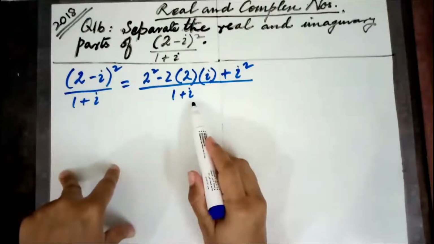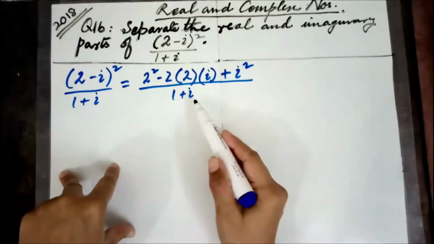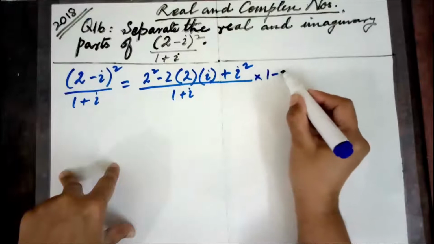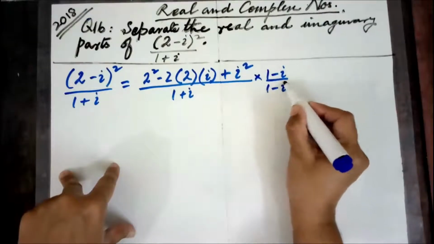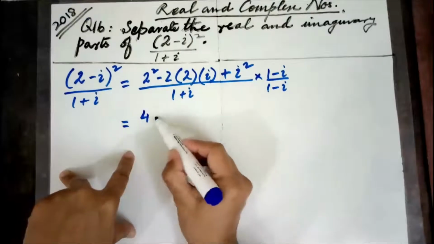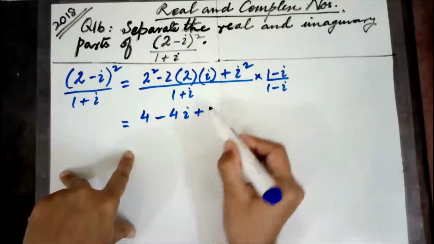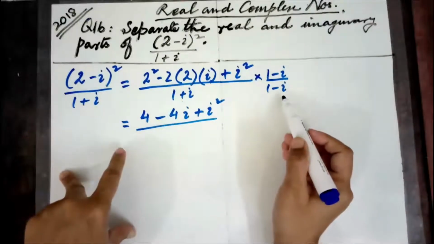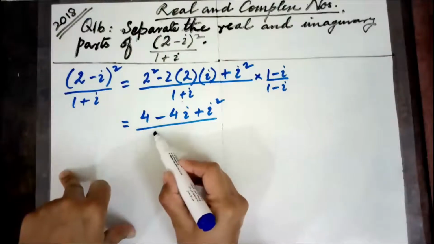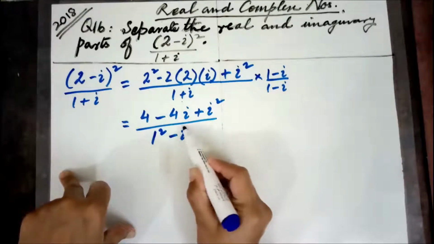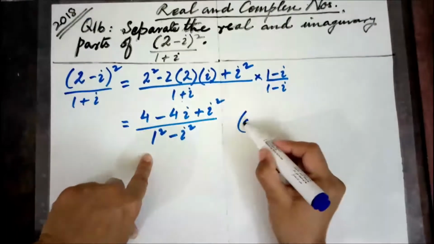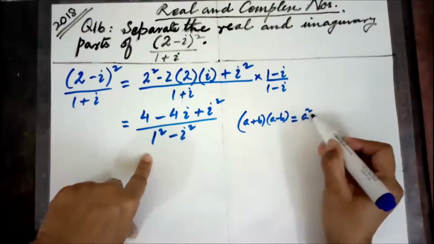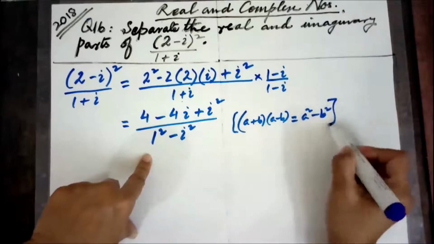This is 1 plus iota. We will rationalize this expression: we will multiply and divide by the conjugate of 1 plus iota, that is 1 minus iota upon 1 minus iota. Now what would it be? 4 minus 4 iota plus iota square upon (1 plus iota)(1 minus iota). This is a difference of two squares, so I will write it like that, 1 square minus iota square. Actually it is from (a plus b)(a minus b), which is equal to a square minus b square. I have used this formula over here.